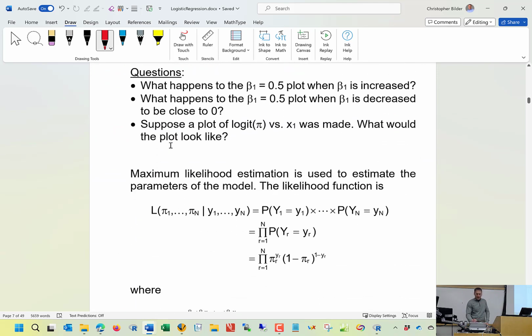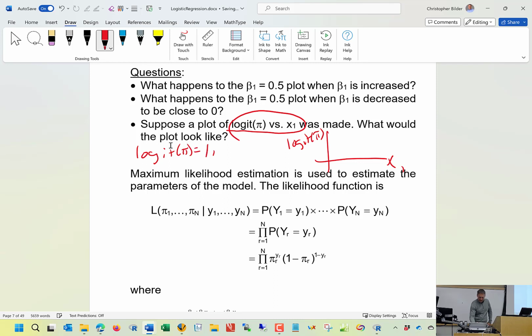What would a plot of the logit of pi versus x look like? So here's, let's say, x1. Here's the logit of pi. Let's say beta 1 is 0.5. So this is what it would look like. Yeah, it's just going to be a straight line. Okay?